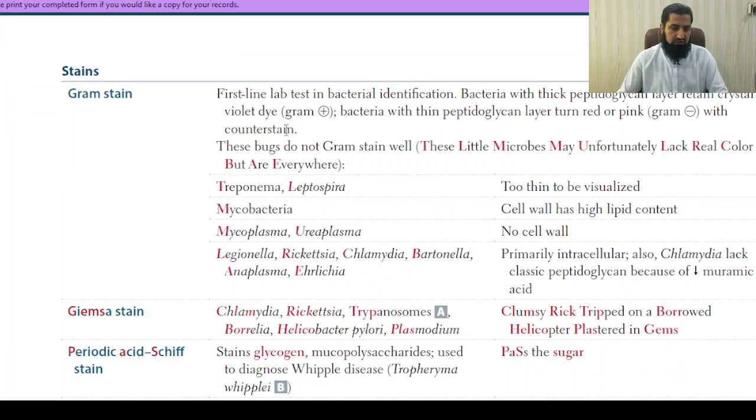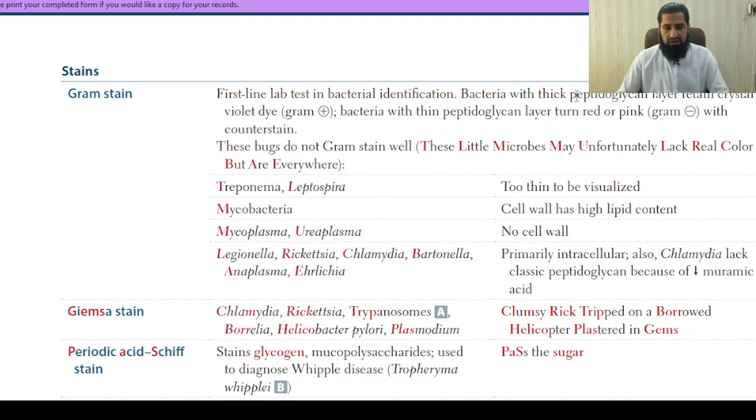Come here and see some staining techniques by which we can study these organisms. One of them is the Gram staining technique. This is the first lab technique for bacterial identification.